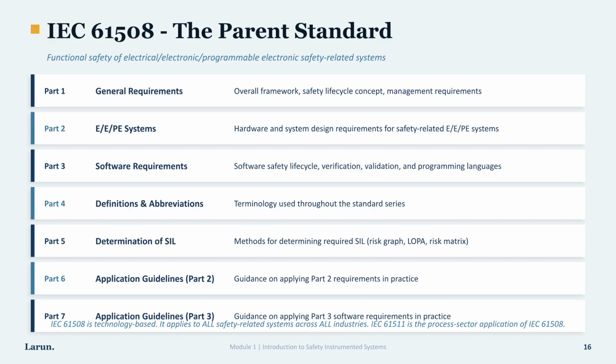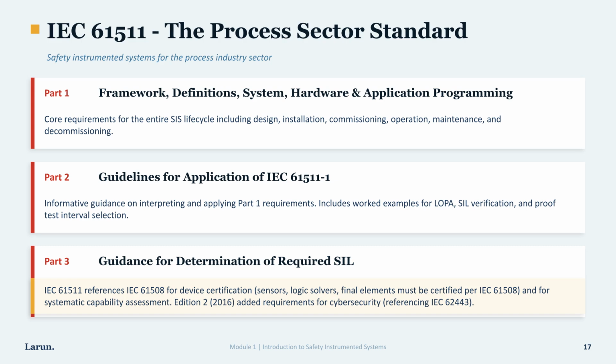IEC 61508 is the parent standard for the functional safety of electrical, electronic, and programmable electronic safety-related systems across all industries. It defines the overall framework, safety lifecycle, and hardware and software requirements. IEC 61511 is the specific standard for the process sector. It covers the entire SIS lifecycle, from design to decommissioning. This standard references IEC 61508 for device certification and assessment.